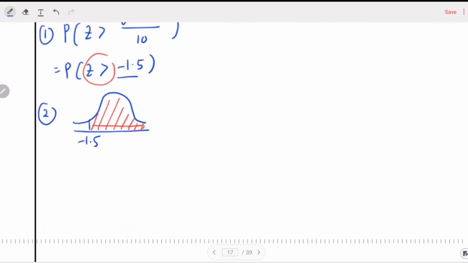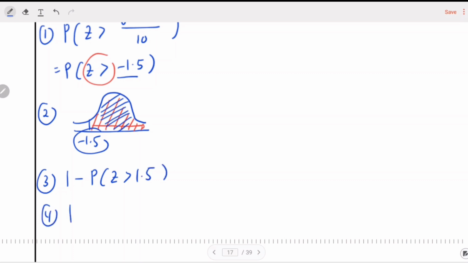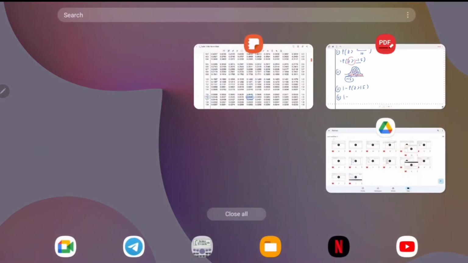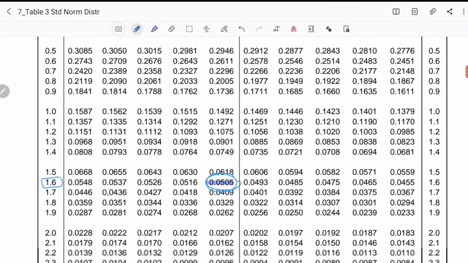Next, identify whether we need to put 1 minus or not. Since we shade the middle region of our bell shape, we need to put 1 minus, Z greater than this value here. Then the last step, take a look at the standard normal table, 1.5. Standard normal table, 1.5 here.